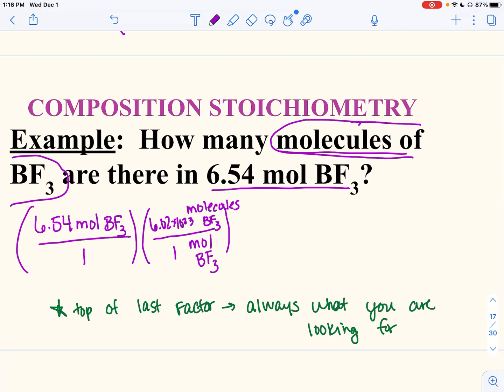And then all you have to do is multiply across the top, multiply across the bottom, and divide. So we will get this. Moles cancels, and we're left with just molecules of BF3.